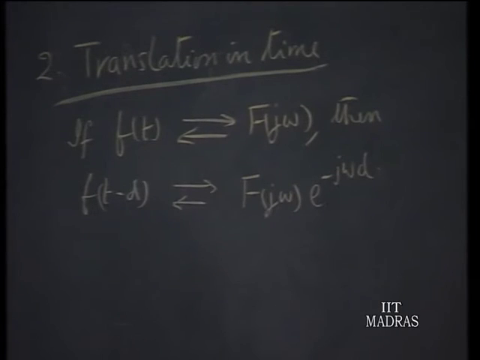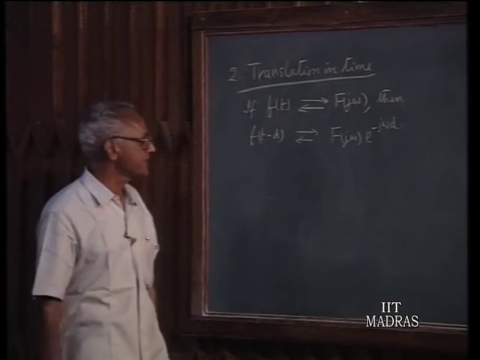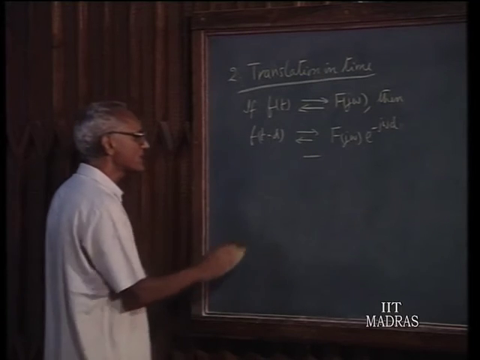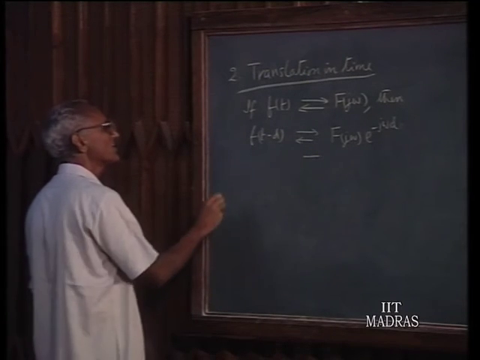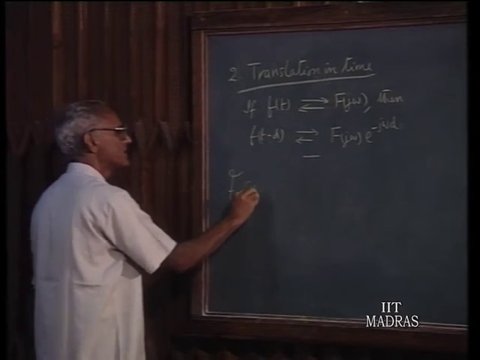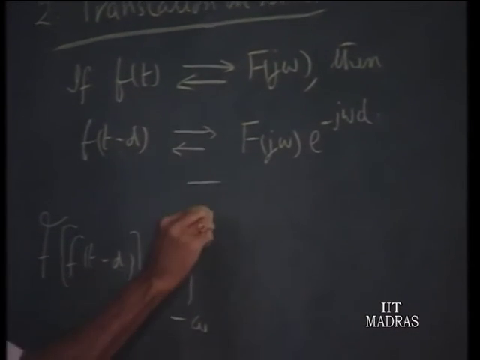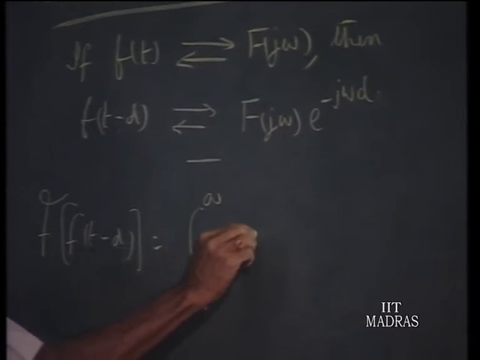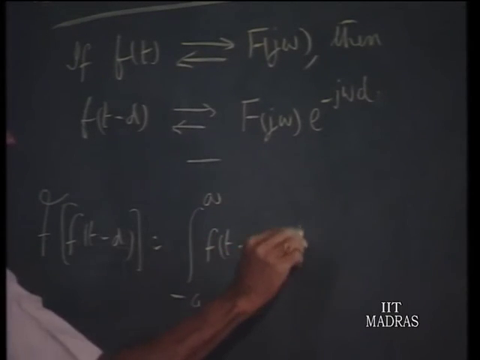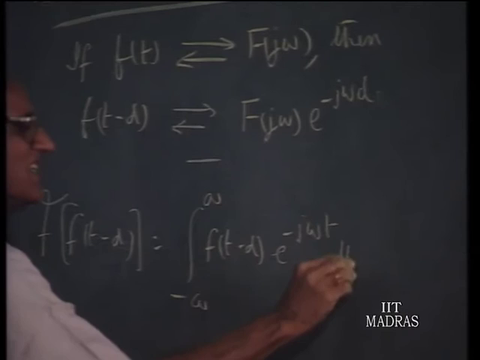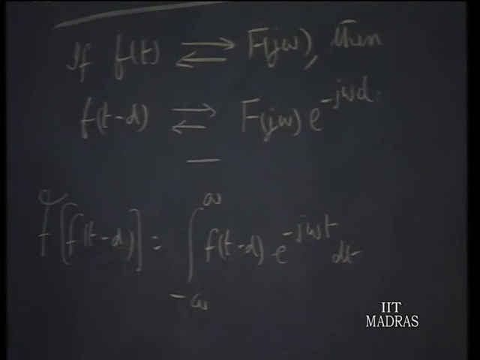Very similar to what we had in the case of Cn coefficients in the Fourier series. The proof is quite straightforward. To find the Fourier transform of f(t − d), all you have to do is integrate from minus infinity to plus infinity f(t − d) e^(−jωt) dt. This is the defining relationship for the Fourier transform of f(t − d). Now what we have to do further is quite evident for you.